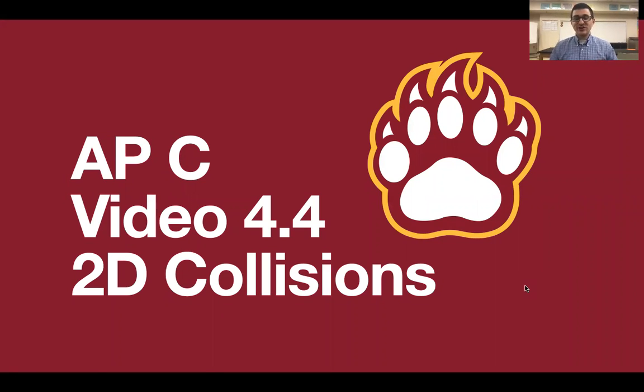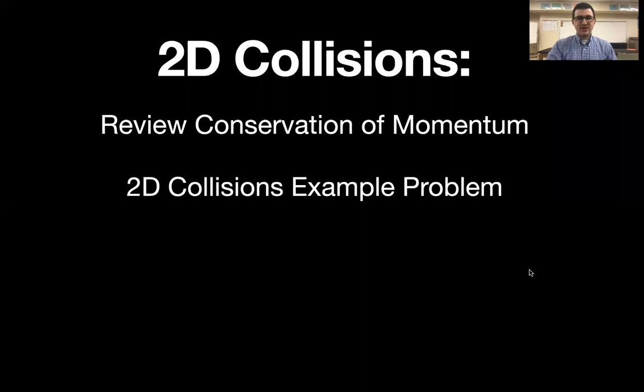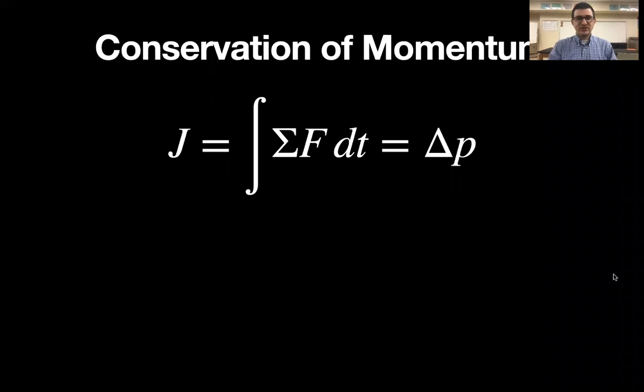We're going to talk about collisions in two dimensions. First, we're going to review the idea of applying conservation of momentum to collisions, and then we're going to do an example where there is an object that is colliding in two dimensions. So first, the idea of conservation of momentum.